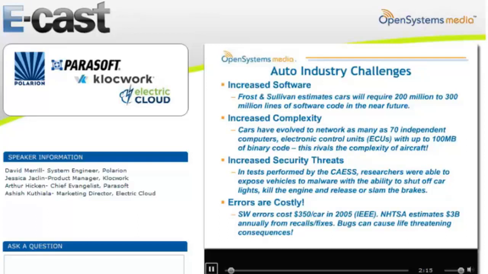In addition, you're able to plug in things into your car these days via USB inputs or smartphone connectivity. A lot of these capabilities are introducing the risk of purpose-built attacks that typically are found on your PCs or what have you, but now can be targeting things on your car. Referenced here are some of the tests where people were actually able to use malware to literally shut off car components, kill engines, and release or slam brakes, which is really eye-opening and needs to be addressed today. Finally, errors are costly, and recalls and bug fixes are costing the automotive industry billions of dollars annually.